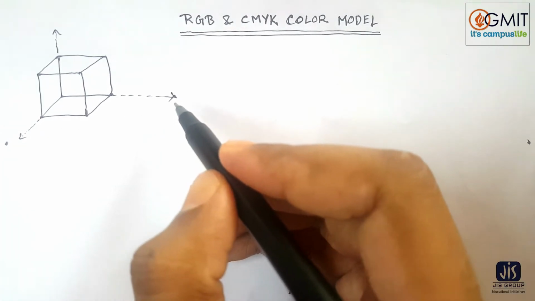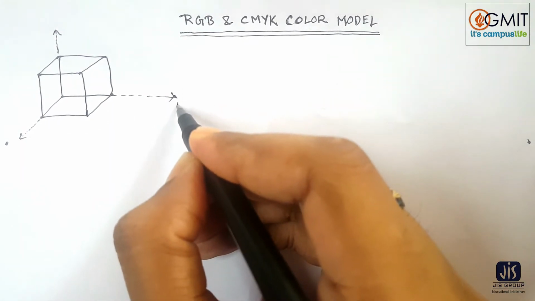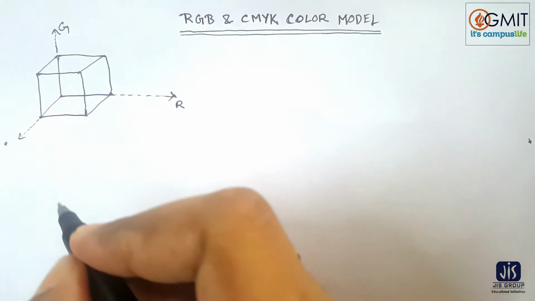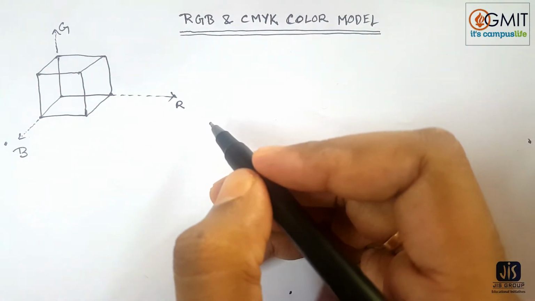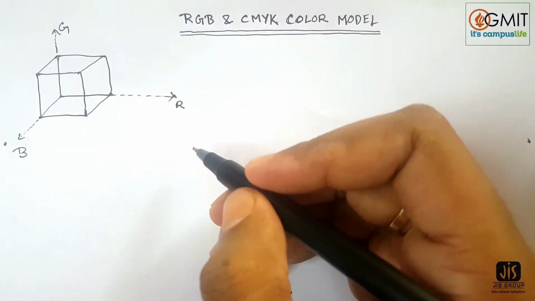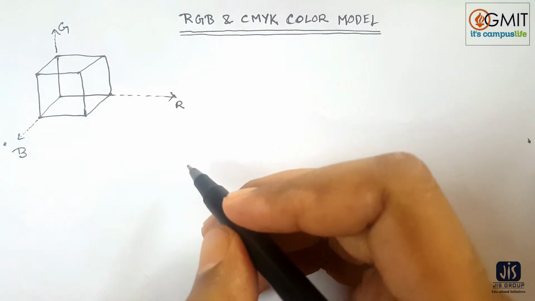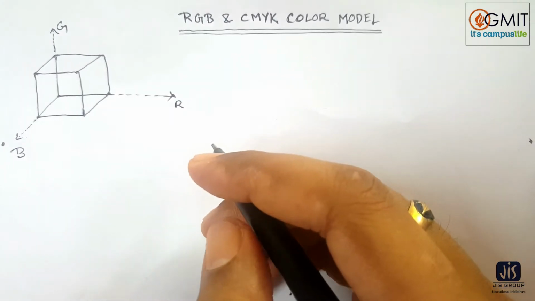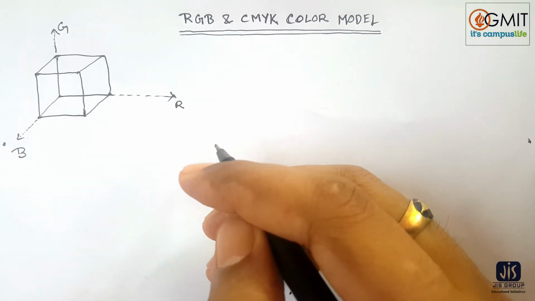Suppose along the x-axis, y-axis and z-axis, along the x-axis we have represented the red color, along the y-axis this is color green, and along the z-axis this is color blue. So if we want to represent this RGB along x, y and z axes, then we know from our previous class that 0 means off, signal off, and 1 means signal on. Please keep in mind that 1 means on and 0 means off.